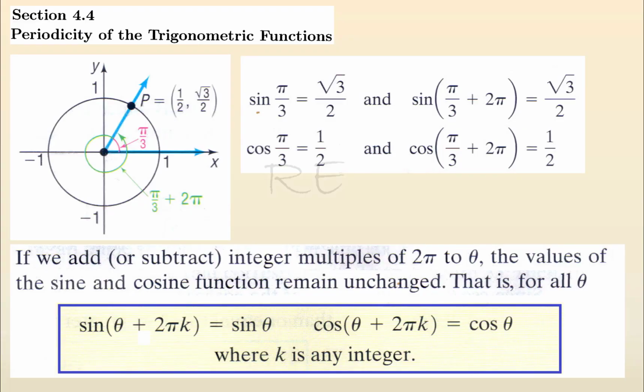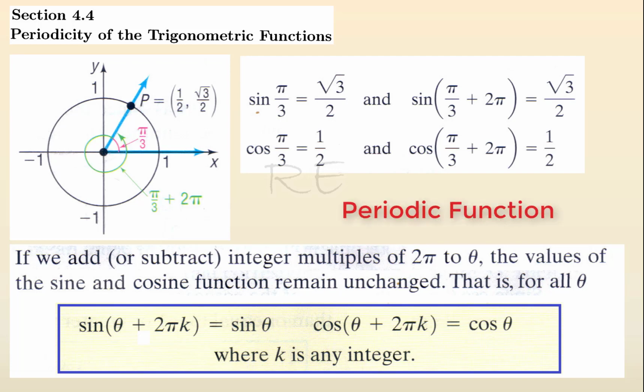Now we know that if we add or subtract integer multiples of 2 pi, which is 360 degrees, to theta, the values of sine and cosine remain unchanged. Functions that exhibit this kind of behavior are called periodic functions.